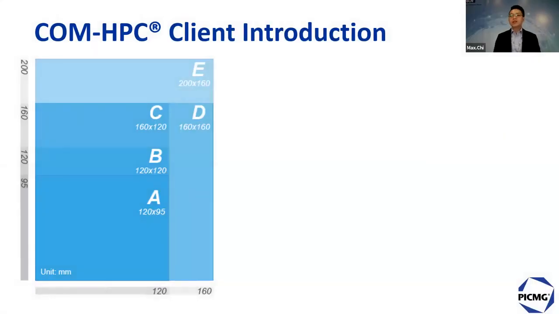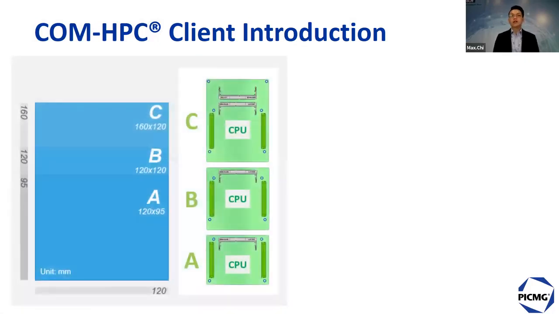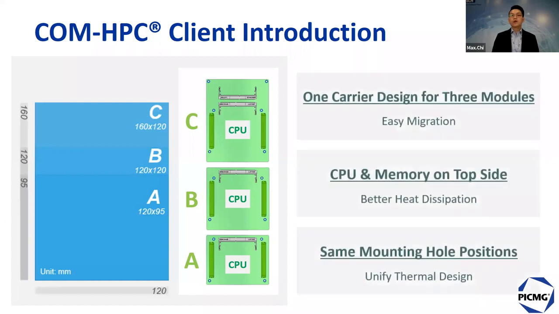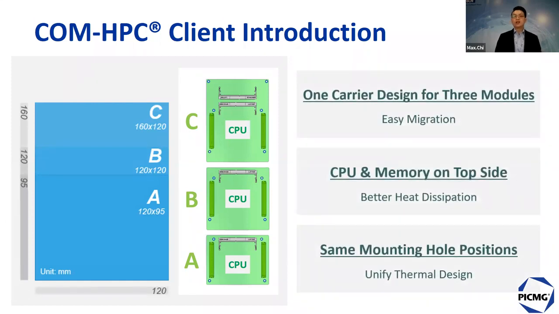Okay, let's move to the main topic today, COM-HPC client introduction. COM-HPC has 5 sizes, but actually COM-HPC client only uses 3 of them: size A, B, and C. As you can see here, all the 3 sizes have the same screw locations and board connector positions. So with one carrier design, you can use 3 different kinds of modules. It's flexible and easy for migration.